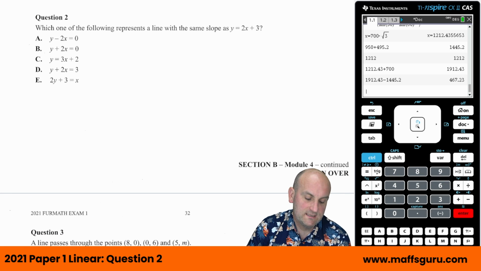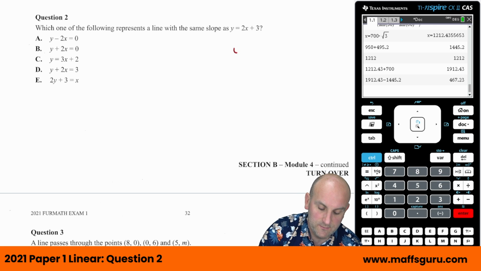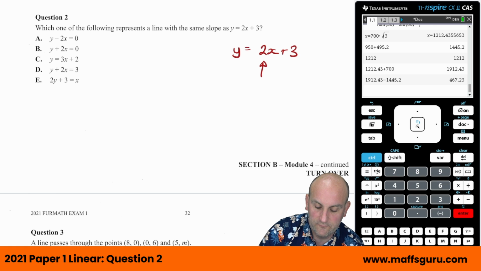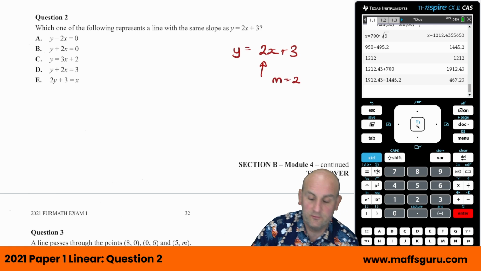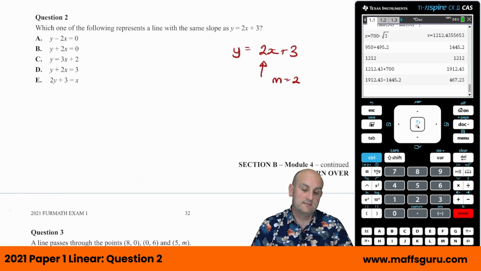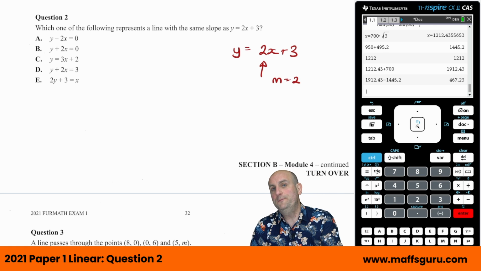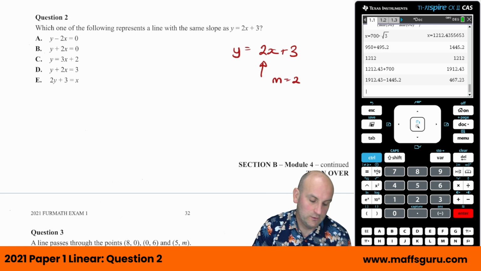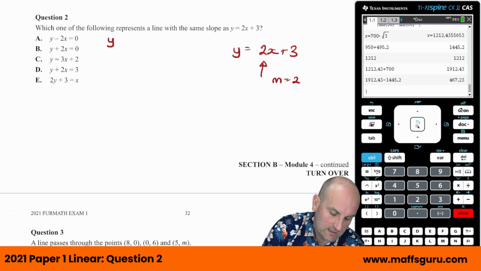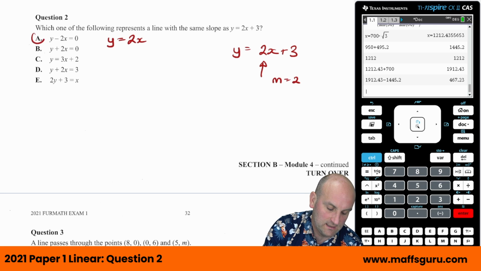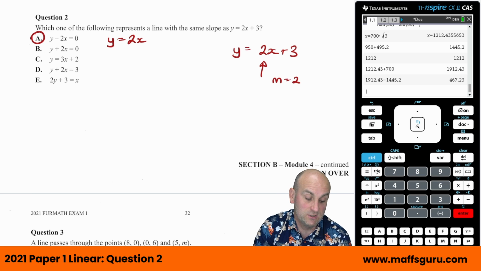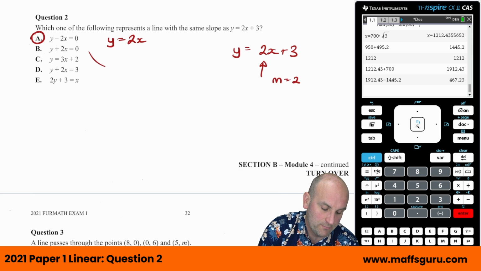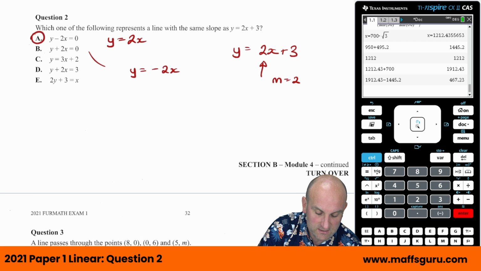Which of the following represents the line with the same slope? When it's the same slope, it's the same gradient. And luckily they wrote it in a really nice form there, so the gradient is equal to 2. So what we're going to try and do is rearrange these equations so that we can get y on its own and see which one has the 2. So if I rearrange this, I get y is equal to 2x, and basically, ladies and gentlemen, A was the correct answer. But just to show you, if I did B, for example, you get y is equal to minus 2x.